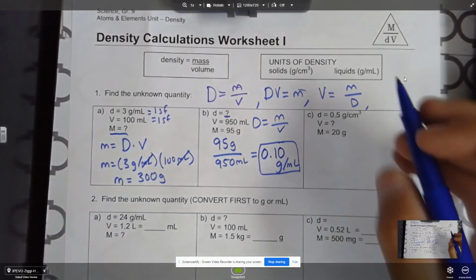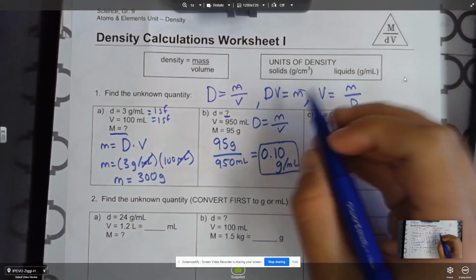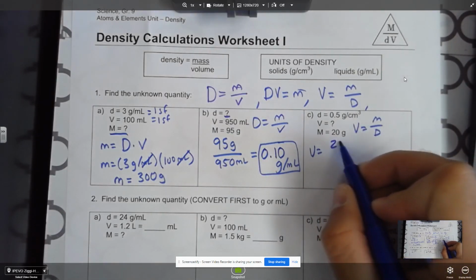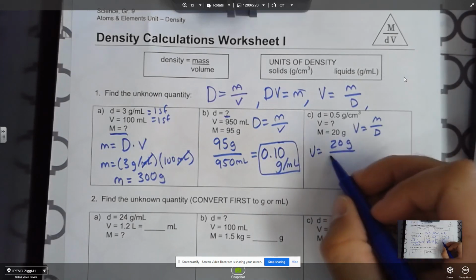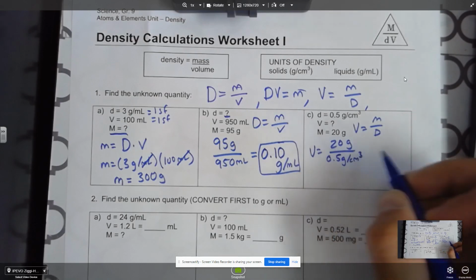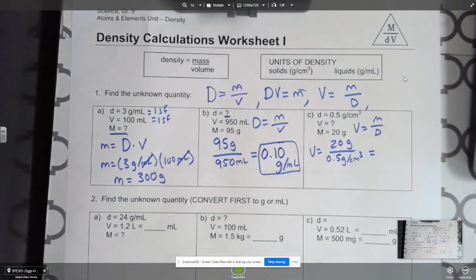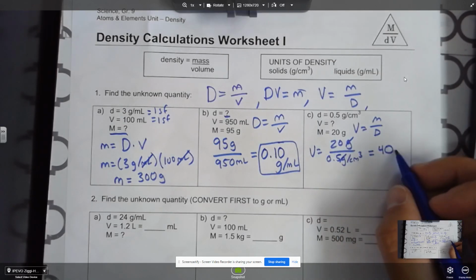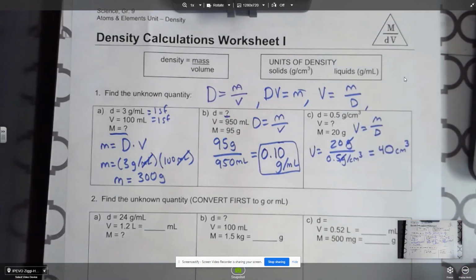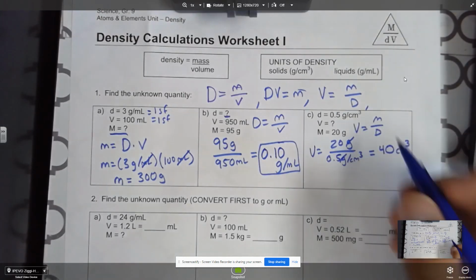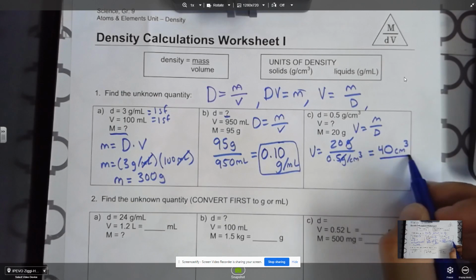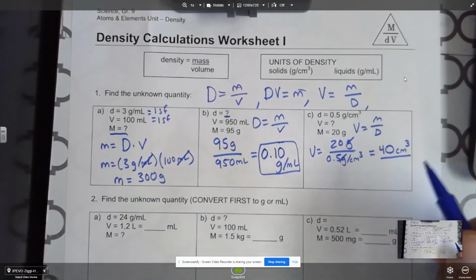Lastly, you need to solve for volume here. So we're going to use this formula, mass over density. Volume is 20 grams over 0.5 grams per centimeter cubed. So 20 divided by 0.5, you get 40. Now grams cancel out here, and you're left with centimeters cubed as your unit, which is correct because that's the unit for volume, which is what we're solving for. This has 1 sig fig, this has 1 sig fig, so your answer has to have 1 sig fig. 40 does have 1 sig fig. So that's good.